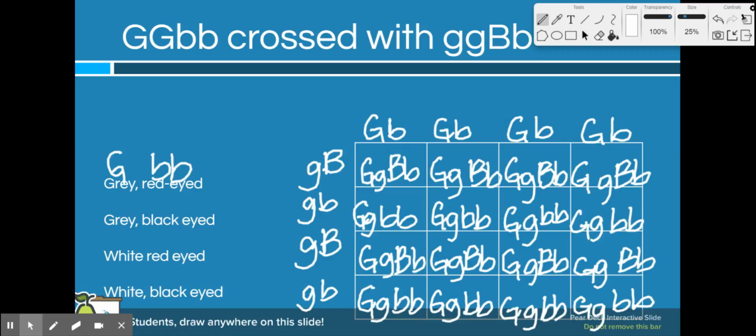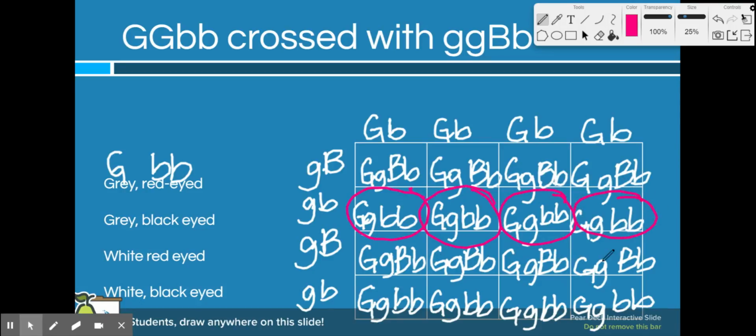So then I look at my Punnett square and I'll change colors to circle these. Let's say we're going to circle these in pink. All right, well, none of the ones in the first row have little b, so those aren't the ones I'm looking for. But the entire second row here has one capital G and two lowercase b's. So those would be gray with red eyes.